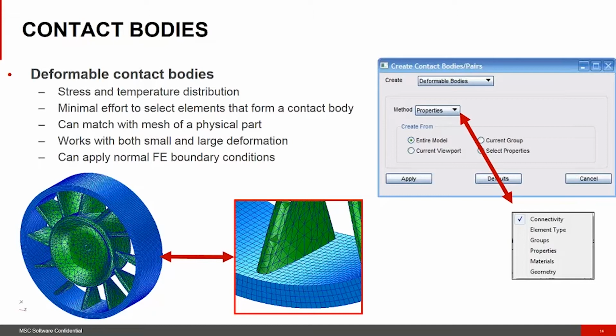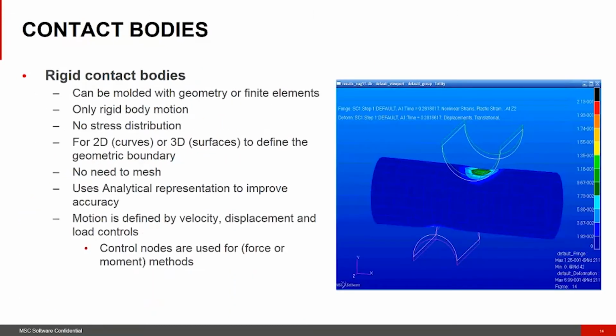Deformable bodies work with both large and small deformation, and one can apply the normal boundary conditions to the deformable bodies. And we don't need to match the mesh between the parts, but it's just important to have a distinct physical part. The next option that I'm showing is the rigid contact bodies.